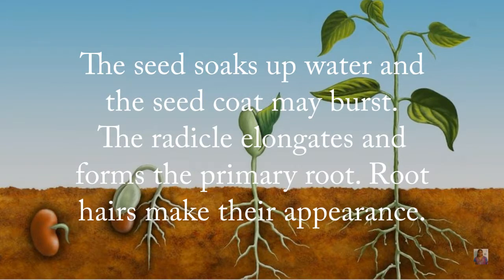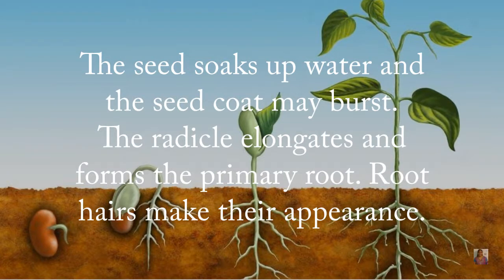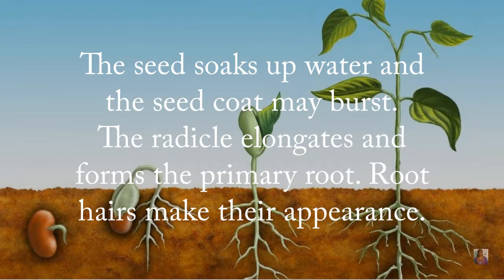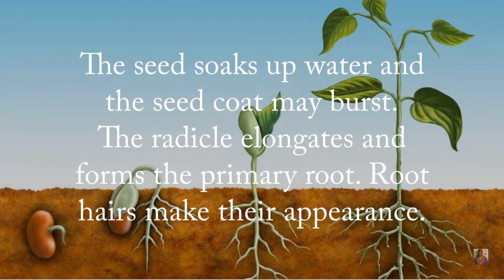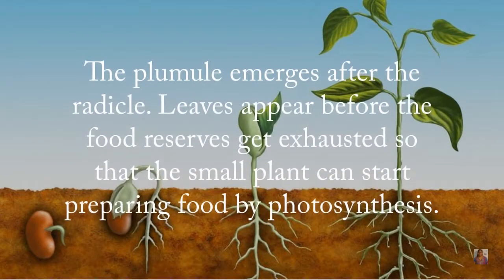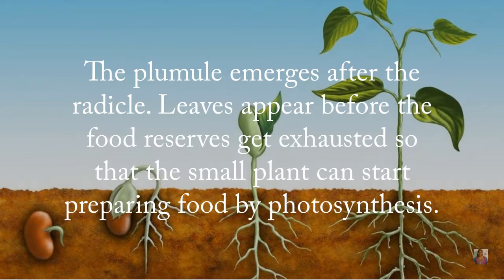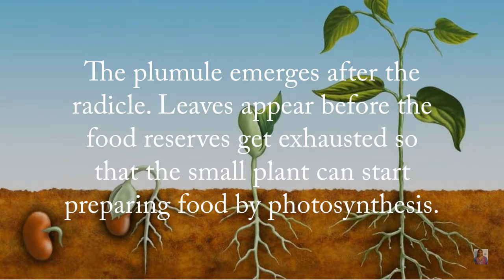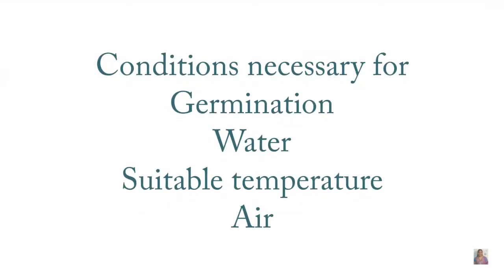First, the seed is soaked in water. The seed takes up water, and the seed coat becomes soft and starts to burst. The radicle elongates first and forms the primary root. Then the root hairs make their appearance. The plumule emerges after the radicle. Leaves appear before the food reserves get exhausted, so that the small plant can start preparing its own food by the process of photosynthesis.